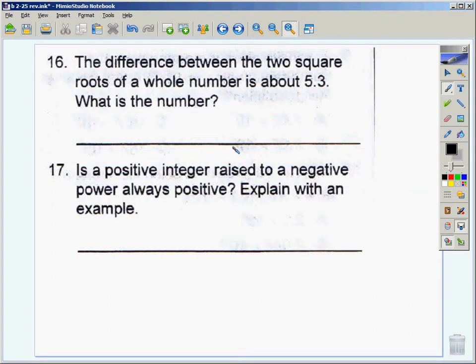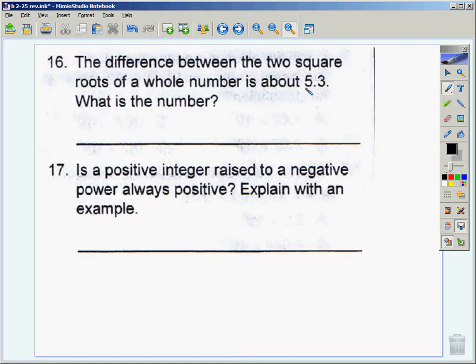Number 16. The difference between the 2 square roots of a whole number is about 5.3. Got to remember back to when we were talking about square roots, I said when you punch it into a calculator, it only gives you the primary square root, the positive square root. But when you're taking the square root of a number, it should give you a positive and a negative. So let's look at the square root of 4. It should be 2 and a negative 2. And the difference you'd find by subtracting those two.